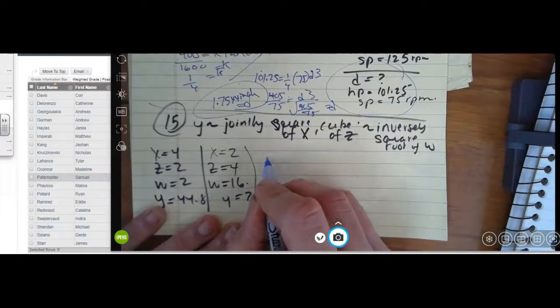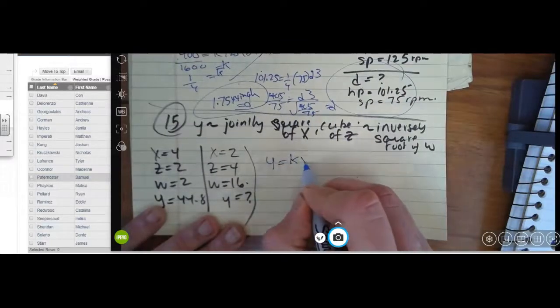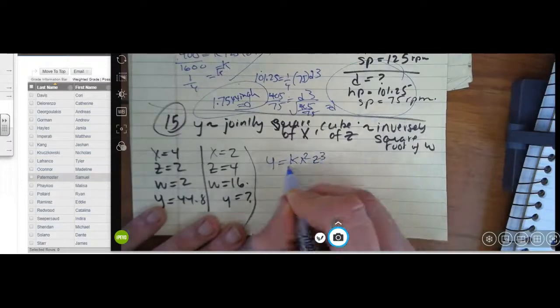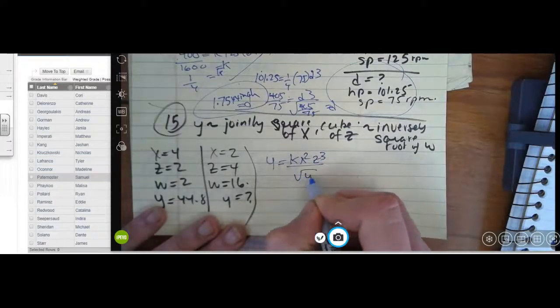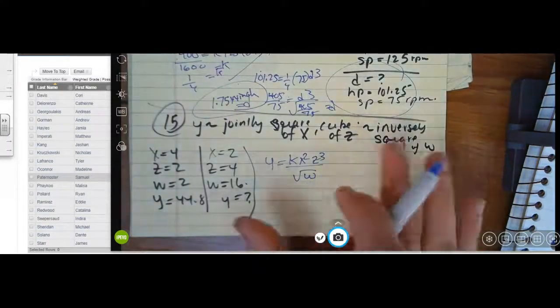I'm not going to have time to fully do this one, but I'm just going to tell you that it varies directly as the square of x and the cube of z and inversely as the square root of w. We're going to tackle this problem in the beginning of the next video.